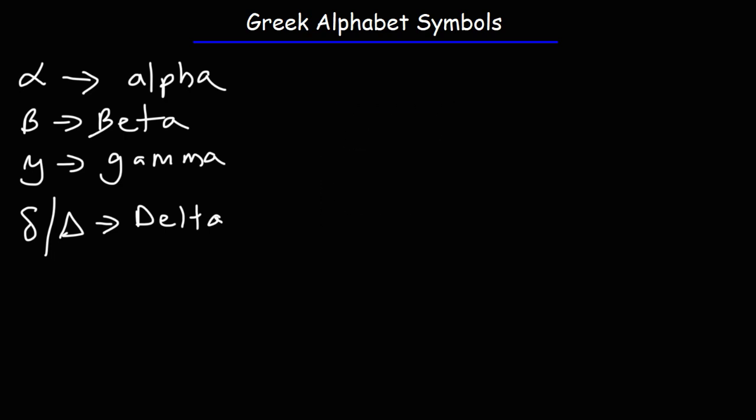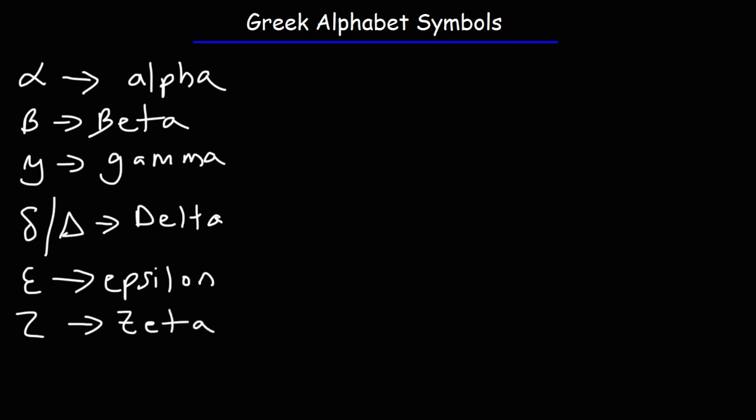The next Greek symbol that you'll typically encounter is epsilon. In physics, this would represent the dielectric constant within a capacitor. Next, we have zeta. In physics, this would be impedance, particularly in an RLC circuit. The next Greek symbol is theta. Now, I'm sure you've encountered this symbol if you've taken trigonometry or pre-calculus. So this would represent the angle in trig.